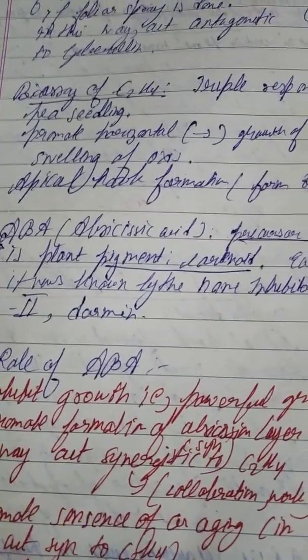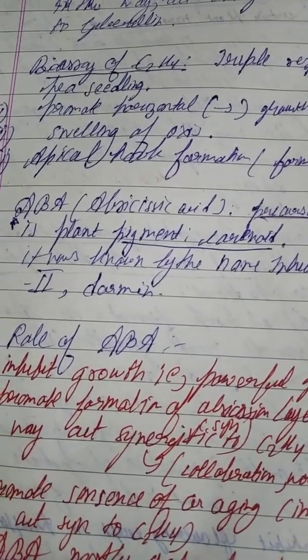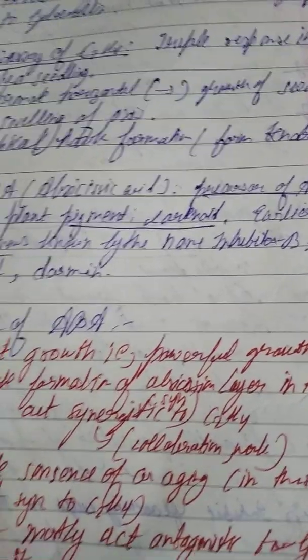What is the bioassay of ethylene? Triple response of pea seedling is the bioassay of ethylene. And ethylene causes horizontal growth of seedling. This I already told you.